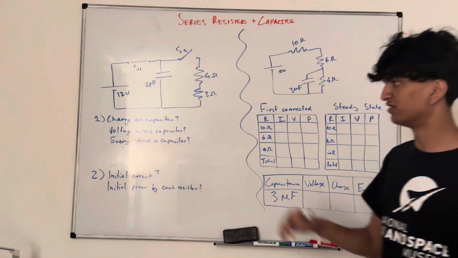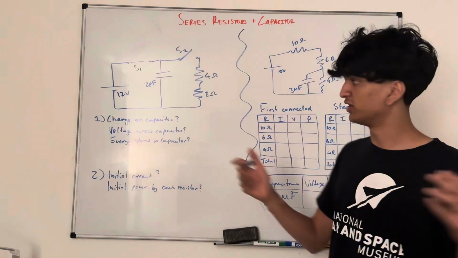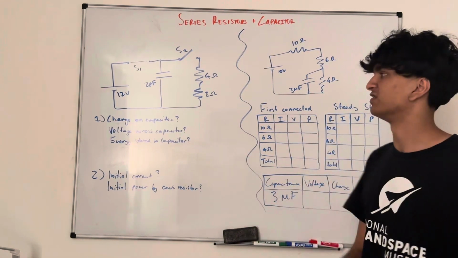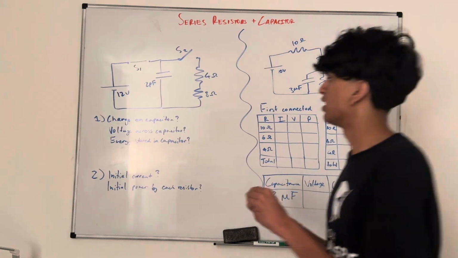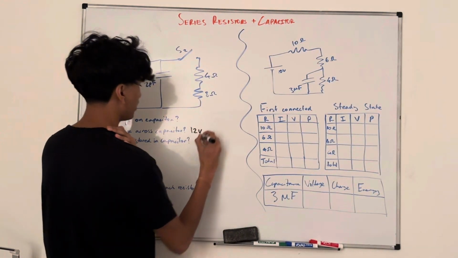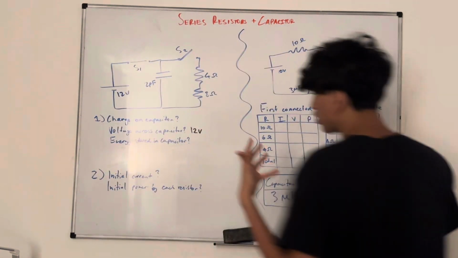The easiest one here is voltage. Hopefully the first thing you thought of was 12 volts, right? It's just going to be whatever the voltage of the battery is. So I'm going to say 12 volts. Now, what's going to be the charge on the capacitor?